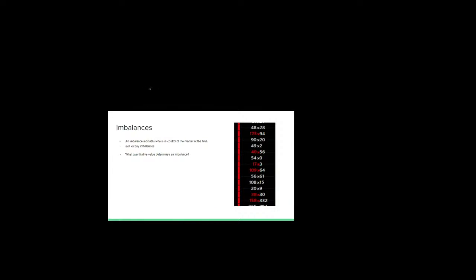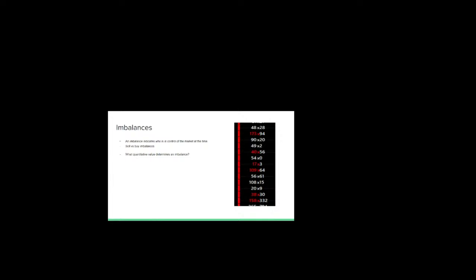I talked about imbalances a little bit briefly before, but now I'm going to go into more detail. An imbalance indicates who's in control of the market at the current time, whether the buyers or sellers are in control. There are 2 types of imbalances: buying imbalances and selling imbalances.